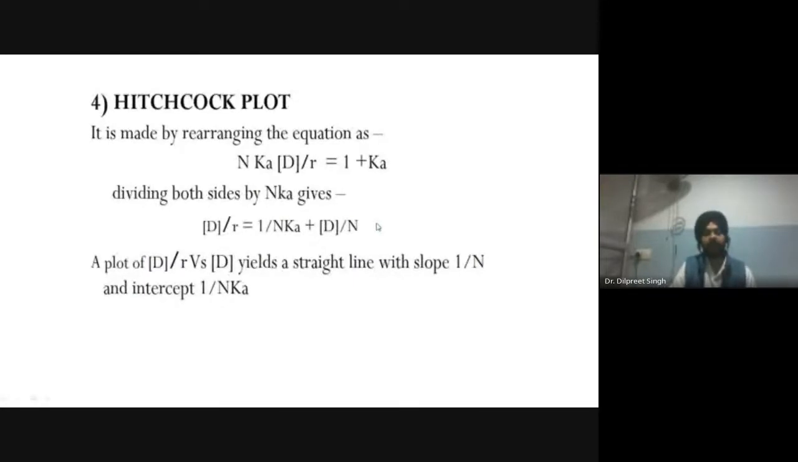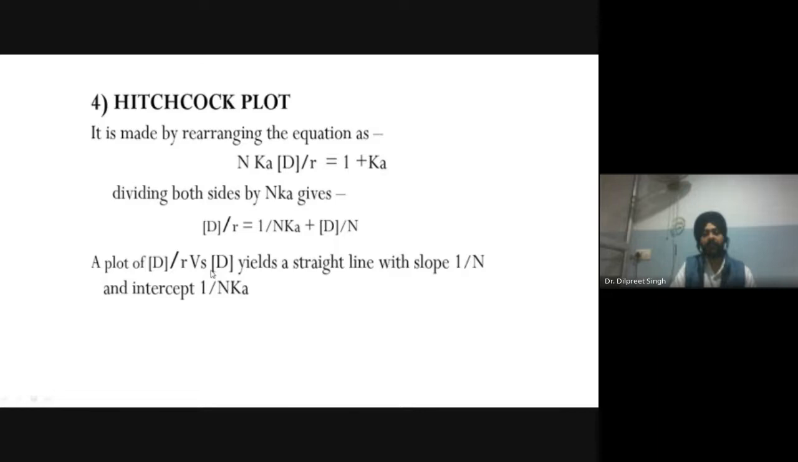The fourth plot is the Hitchcock plot. When we talk about enzyme kinetics and linear curves, this plot is widely used. In the above equation, R is equal to nKaD divided by 1 plus KaD. We can rearrange that into a linear form: nKa times D divided by R is equal to 1 plus KaD. Dividing both sides by nKa, we get D divided by R is equal to 1 divided by nKa plus D divided by n.